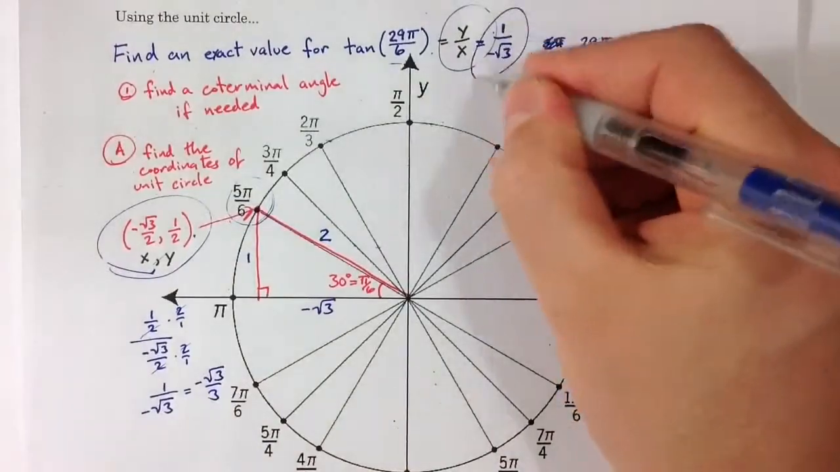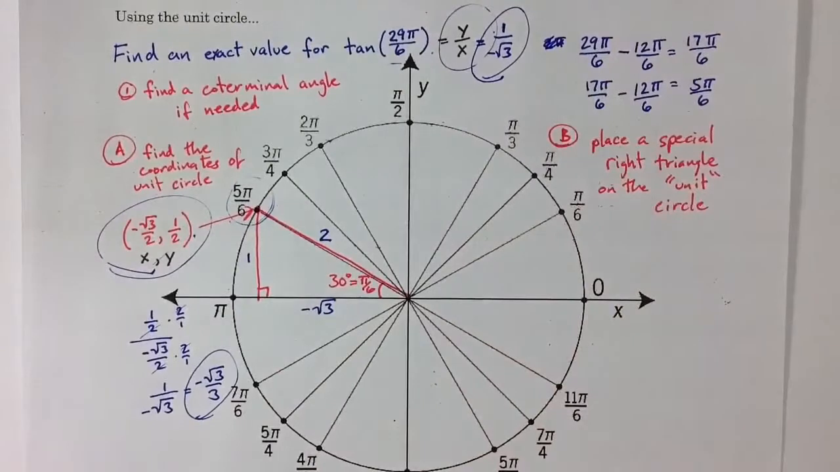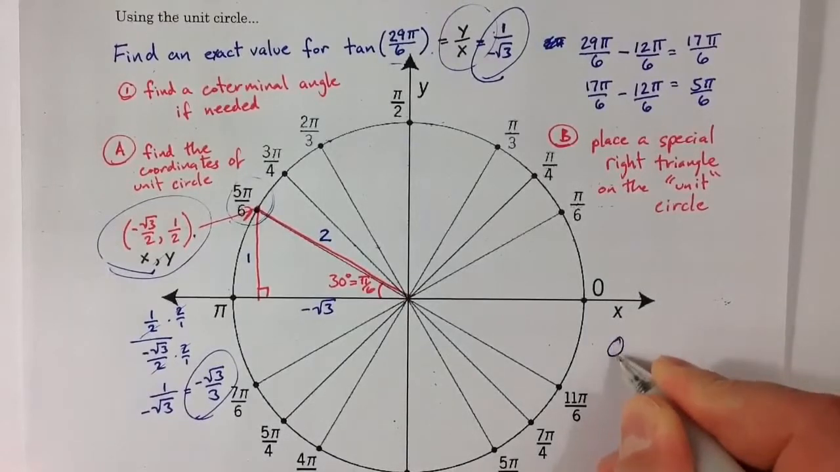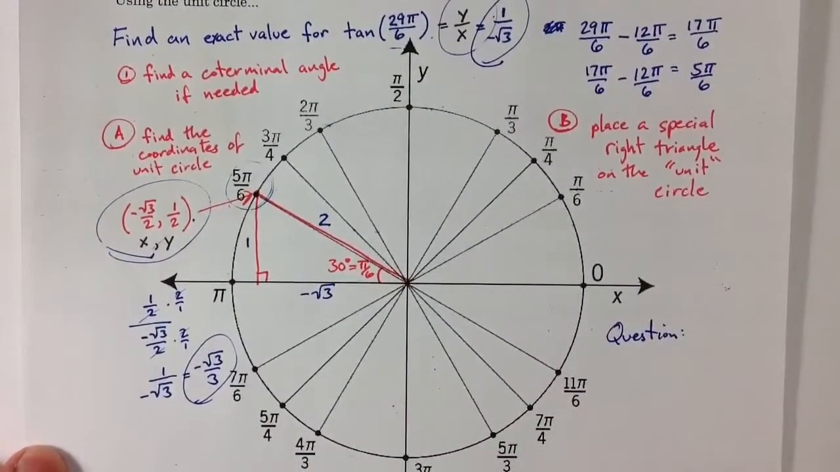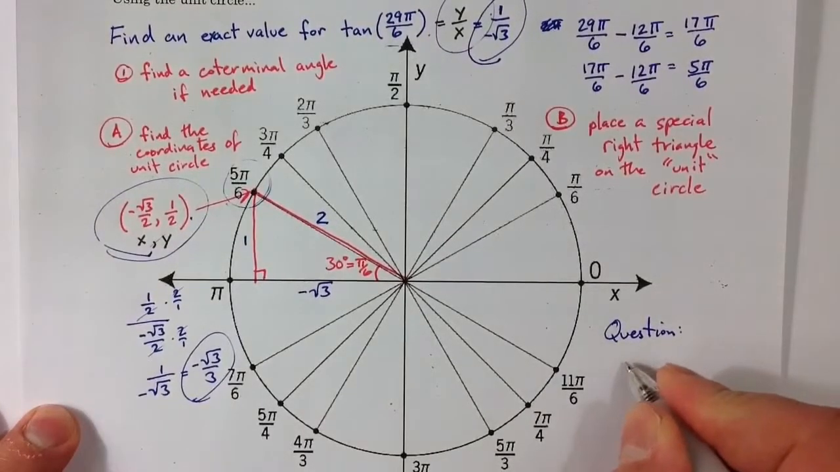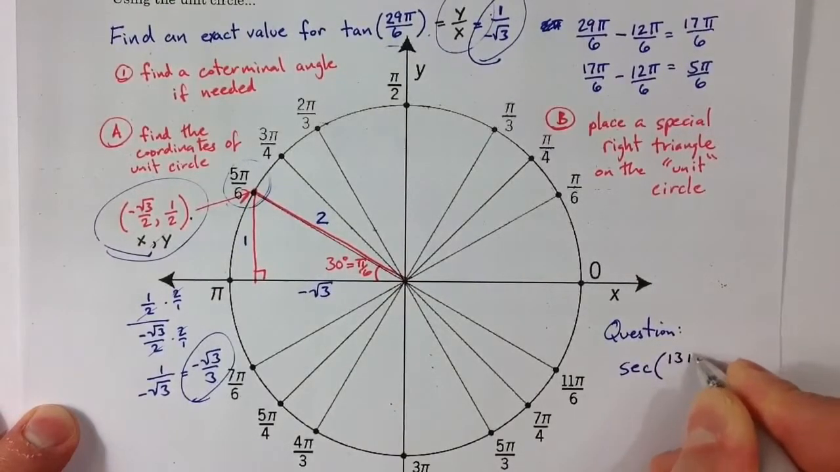And so either way, those are the exact expressions for our answer, either 1 over negative square root of 3 or negative square root of 3 over 3. So the important thing is to practice and think about the method that you're most comfortable with and use that to solve problems. So let me end the video with a question. Using one of the methods, or maybe even better, using both of these methods, try to find an exact value for secant of 13 pi over 4.